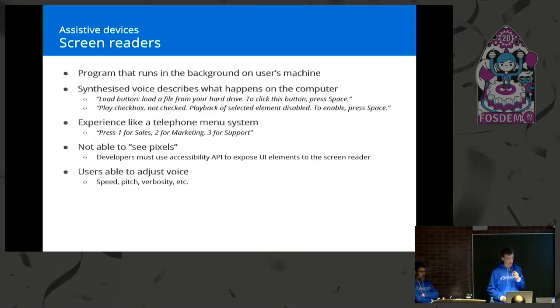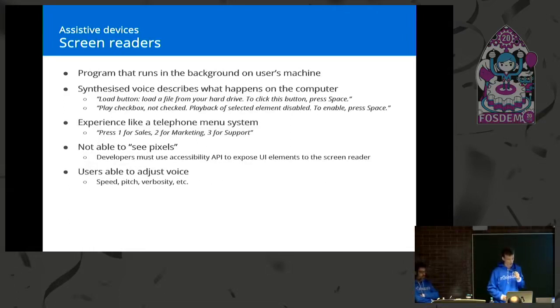So the experience of using a screen reader, you can imagine it a bit like using a telephone menu system, like press 1 for sales, 2 for marketing, and so on, in the sense that the blind person, because they can't see, they have to listen to all of the options before they know what to do. And they have to keep in their head a mental map of what all the options are that are available.